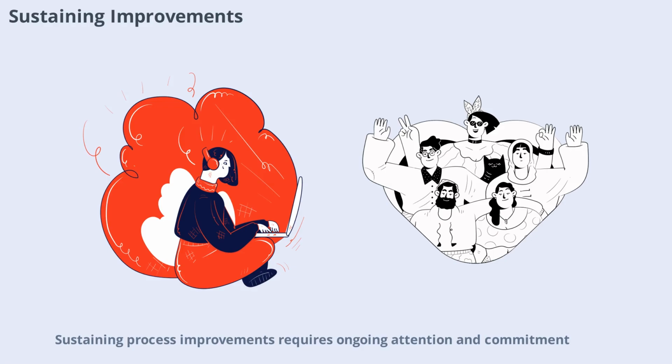Sustaining process improvements requires ongoing attention and commitment. Regular reviews, employee involvement, and a culture of continuous improvement help maintain gains over time. Organizations should embed process flow analysis into their standard operating procedures to ensure lasting benefits.